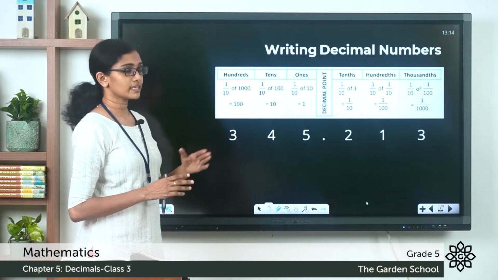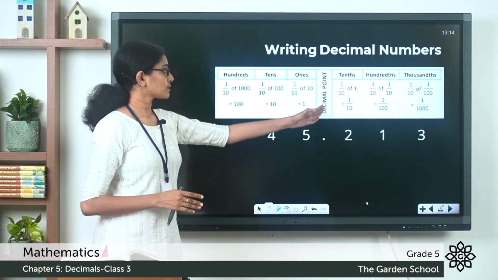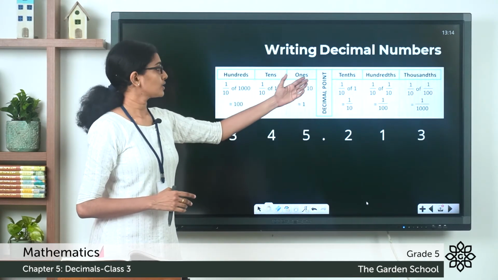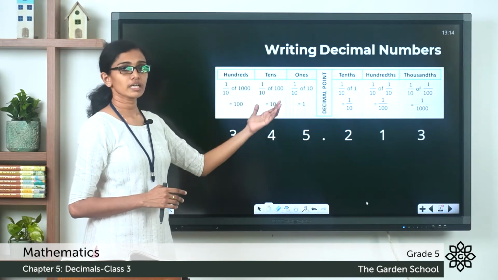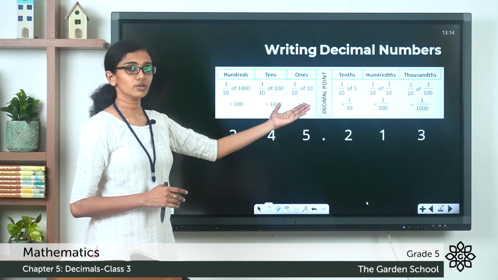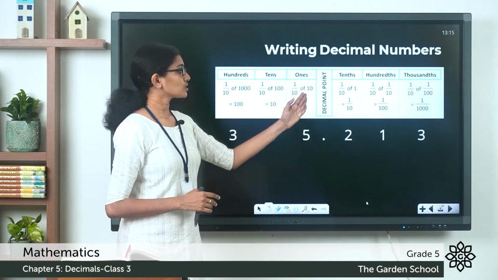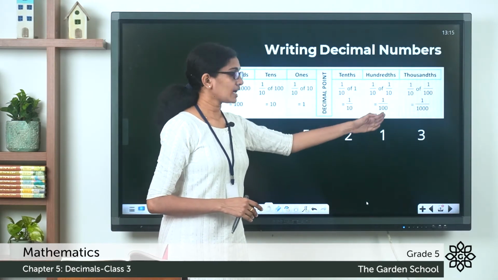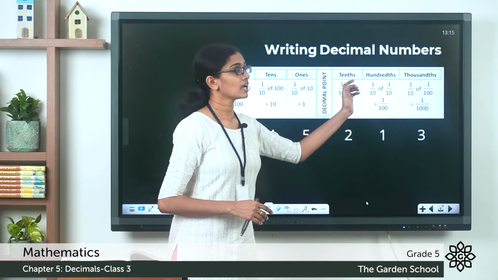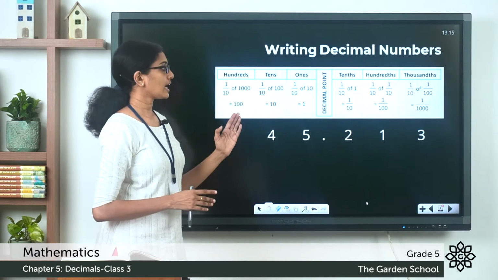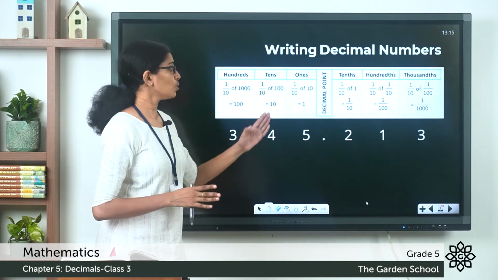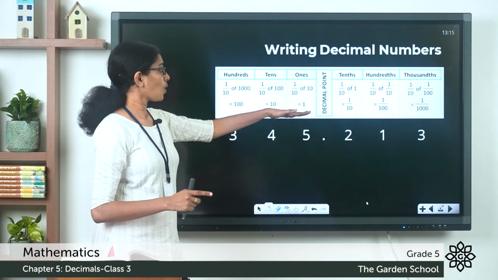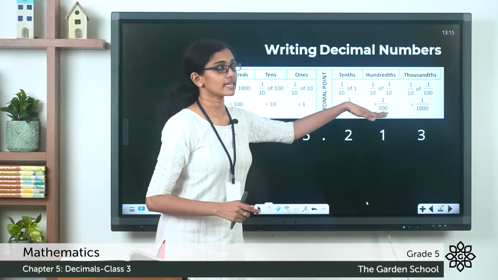So here you have the place value chart. You have the decimal point, and to the left of the decimal point, you have ones, tens, hundreds, and it goes on. The place value increases. And to the right of the decimal point, you have tenths, hundredths, thousandths, and it goes on like that, and it decreases as you move towards the right of the decimal point. The decimal point separates the whole number part and the decimal part.